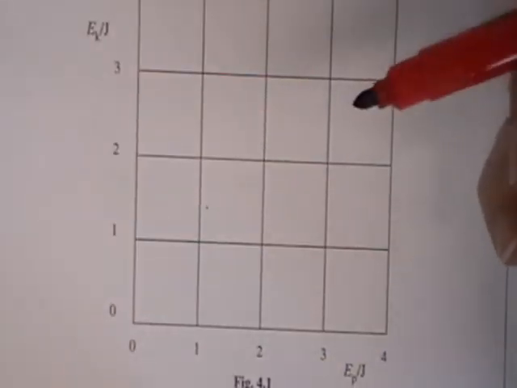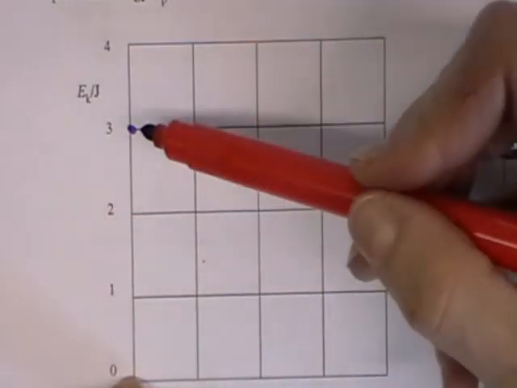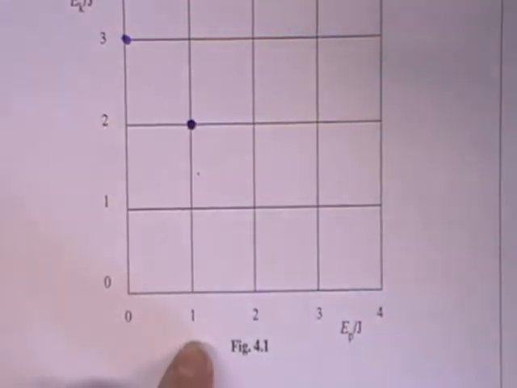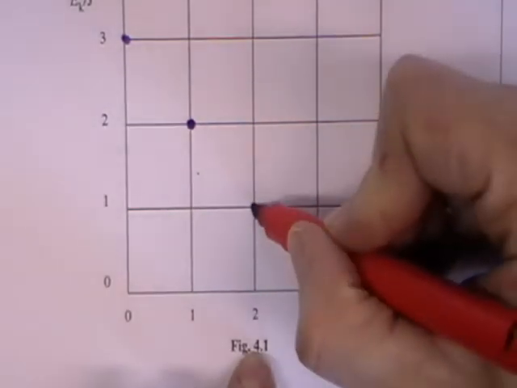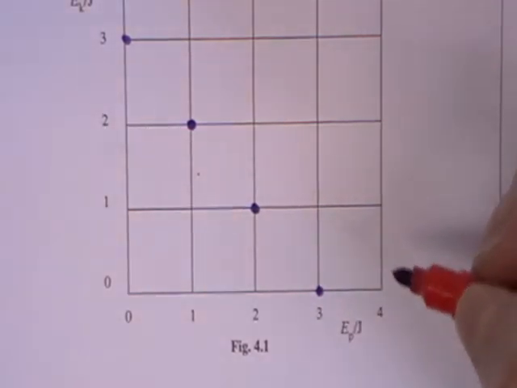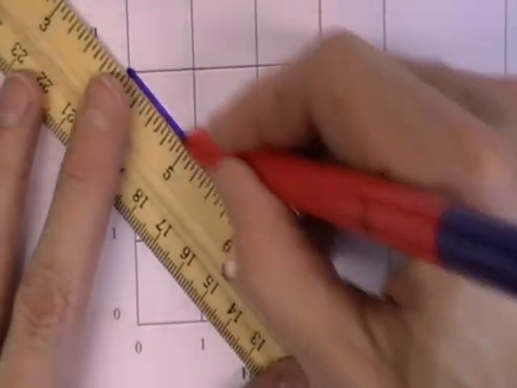You must always have your potential and kinetic adding up to give you 3. So if you had no potential, you'd have 3 kinetic. If you had 1 joule of potential energy, then you must have 2 joules of kinetic. If you have 2 joules of potential energy, then 2 and 1 makes 3. And if you've got 3 joules of potential, then you've got no kinetic. And so your graph is just a straight line which goes down like that.